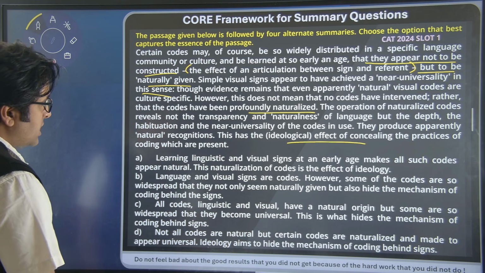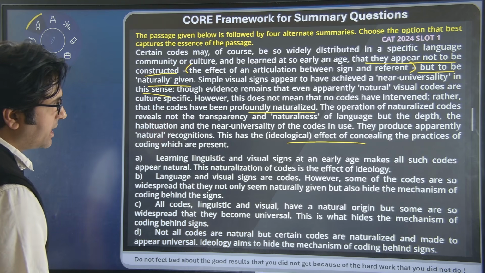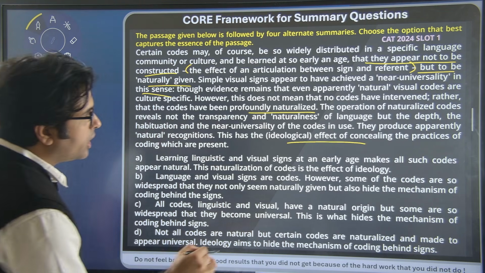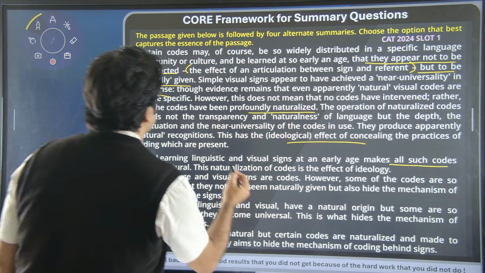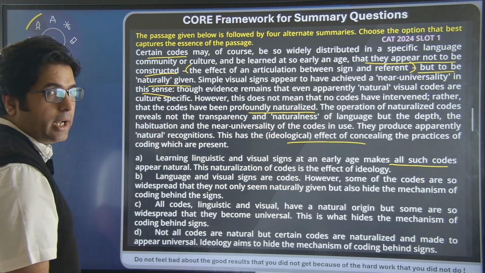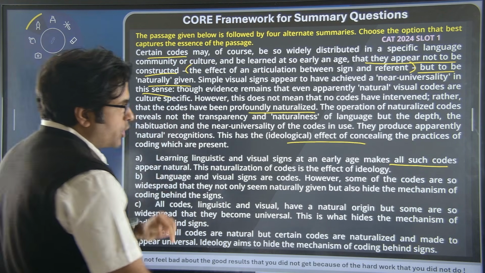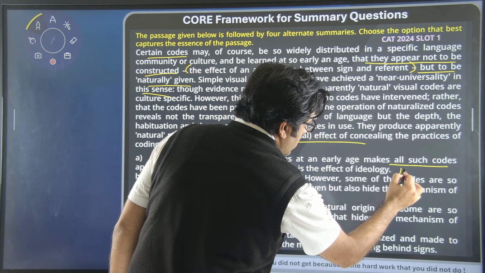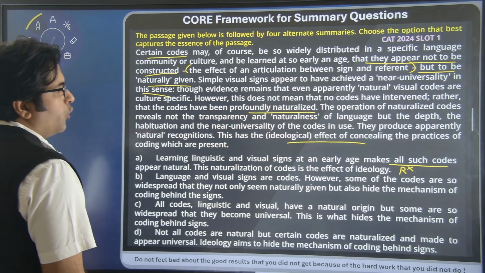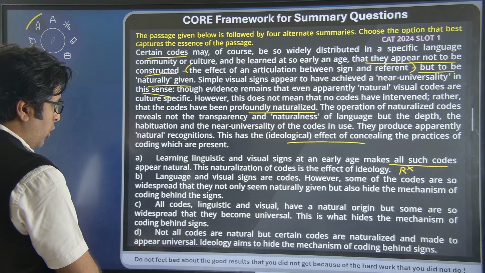Let's look at options. Learning linguistic and visual science at an early age makes all such codes. Remember all such codes. यहाँ पर certain codes बोला है. तो there is a distortion in meaning, retain the original meaning. ये part हमारा core framework का follow नहीं हो रहा है. This should not be the option.